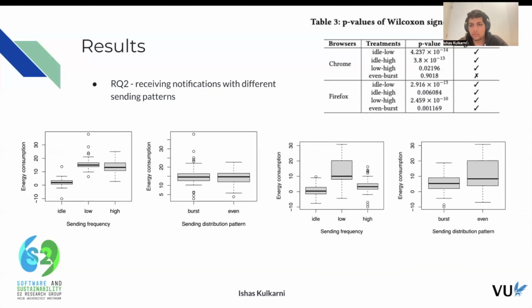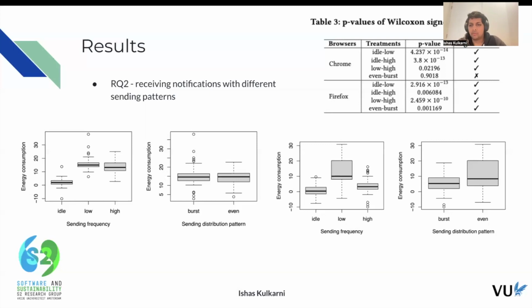Now for the research question 2 hypothesis tests, we perform the Wilcoxon signed rank test again for the Chrome browser with different message sending distribution patterns. The p-value is greater than 0.05, as seen in the table here. Thus we can accept the null hypothesis for the Chrome browser with different sending distribution patterns. However, for Firefox, the p-value as we see here is less than 0.05, and hence we need to reject the null hypothesis, and thus we can conclude that there is a slight difference in energy consumption on the Firefox browser with different sending distribution patterns, whereas in Chrome there is almost no difference.